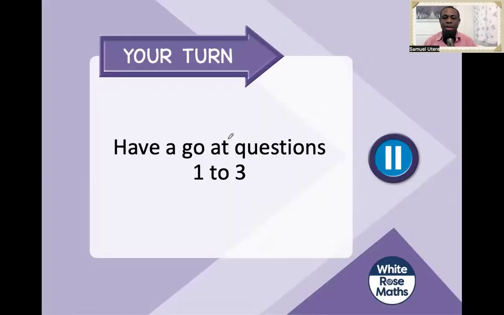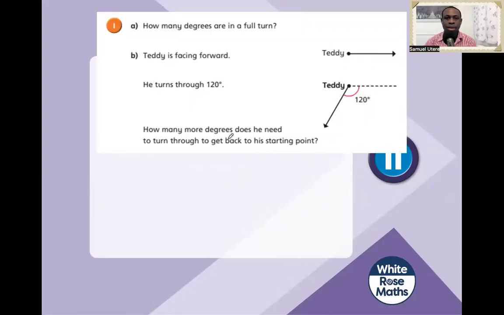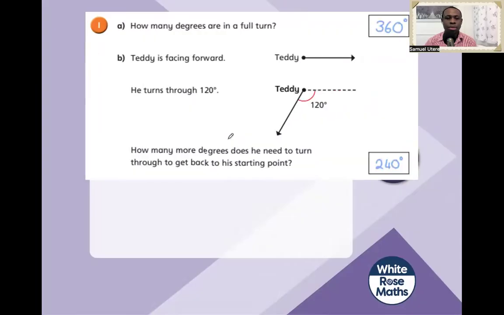It's now time for you to practice what you've learned. Pause the video and answer question 1 in 1 minute. Assuming you've paused the video and you've answered question 1, here is the answer. Let's discuss it. So you were asked how many degrees are in a full turn. We have 360 degrees in a full turn.